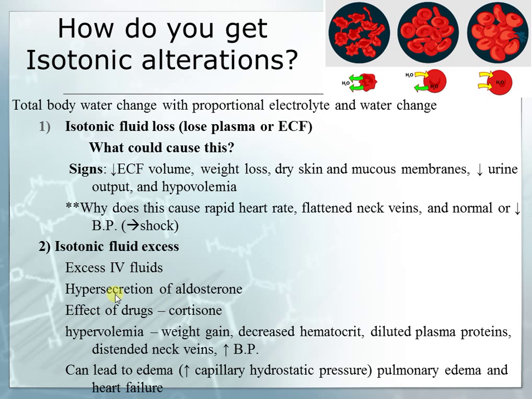What do we have? Hypervolemia. So if you get too much, then you have hypervolemia. Hyper means too much, and vol means volume. So you just get more blood. What's it going to do to the heart? More stress on the heart. So is it good to have isotonic fluid excess for very long? No. And then it can lead to edema because all that blood pressure starts pushing the fluid into the tissue and you get that swelling.